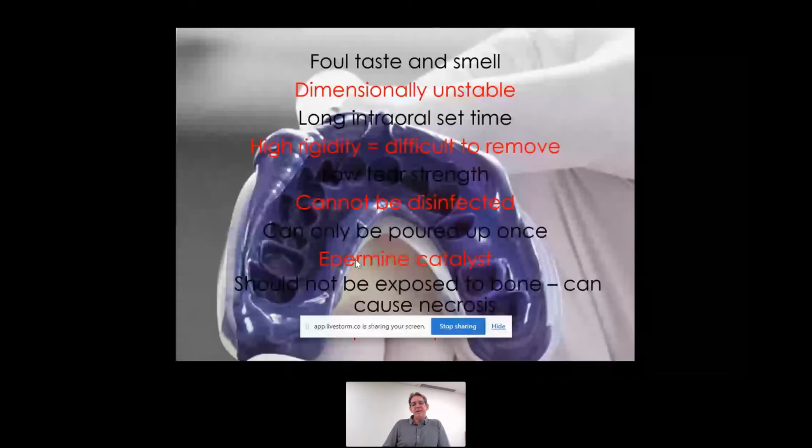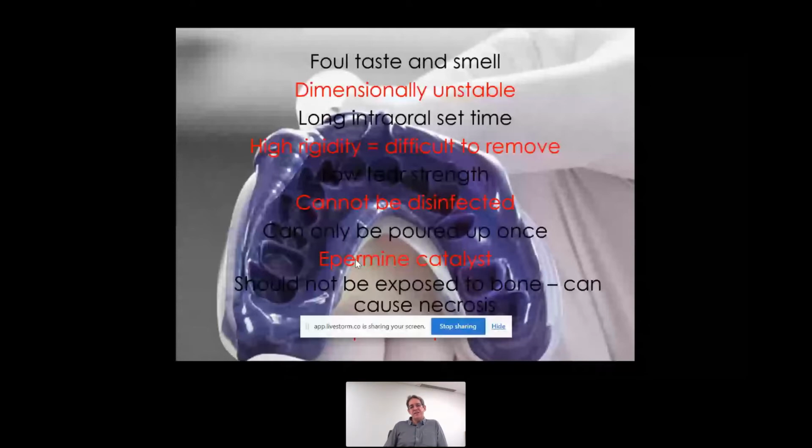There's a high probability that that material can tear because it has relatively low tear strength. Unfortunately, it's not recommended that these be disinfected because they will absorb the water, the moisture in that disinfectant, and they will dimensionally change. The same thing with pouring up models. You can only pour it up once because when you pour it up again, it's going to pull that moisture out of the stone mix, and dimensionally it will change.